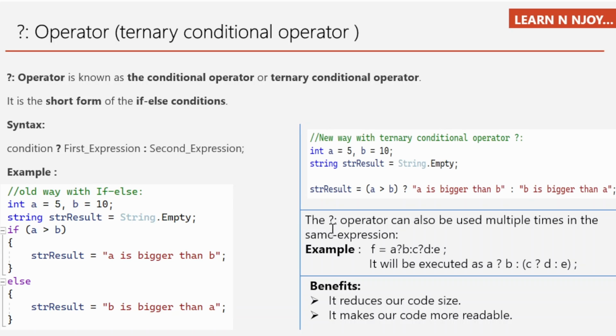Okay, this ternary conditional operator can also be used multiple times in the same expression. So for example, if you write f is equal to a question mark b colon c question mark d colon e, it will be executed as a question mark b colon, and then the rest of the statement will get executed like c question mark d colon e, right? In this fashion. So what are the benefits? Of course, there are two benefits. It reduces our code size. It makes our code more readable.